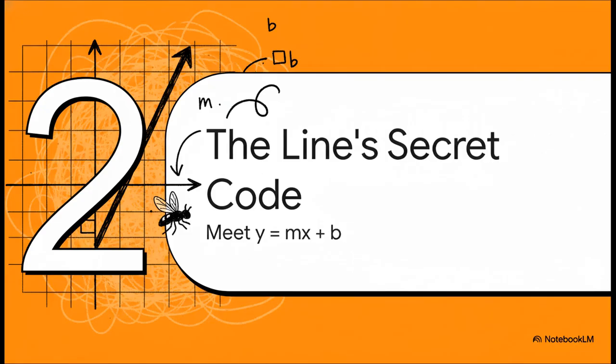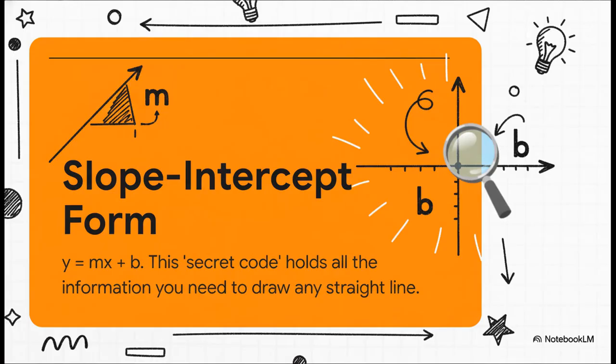Okay, so Descartes and his fly gave us the grid, the playing field. But to actually draw a straight line on it, we need a set of instructions, a kind of secret code. And that code is famously known as y equals mx plus b. This little equation is called the slope-intercept form. And honestly, it's amazing because it packs everything you need to know into one tiny, neat little package. The m is the slope of the line, and the b is the y-intercept. Let's break that down right now.